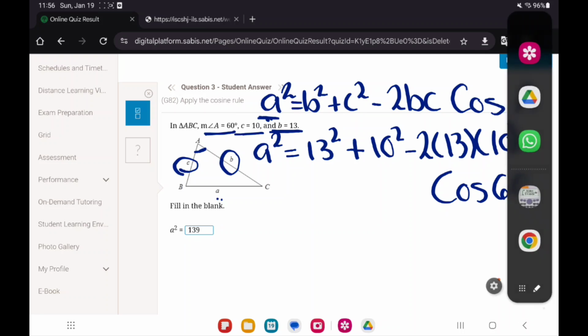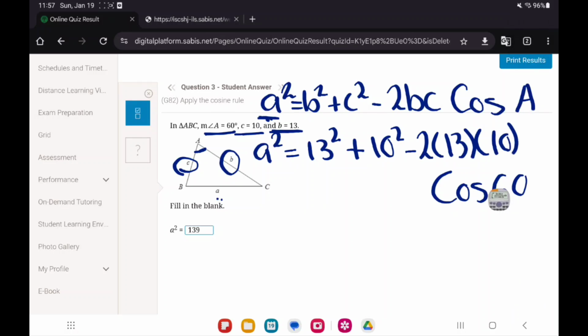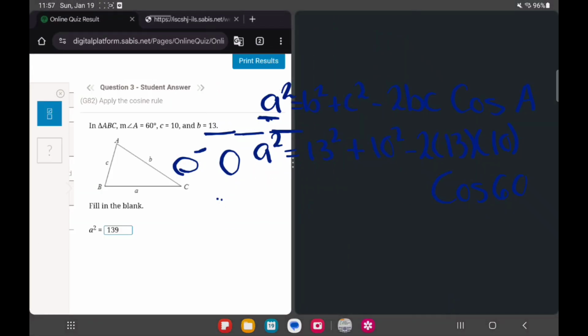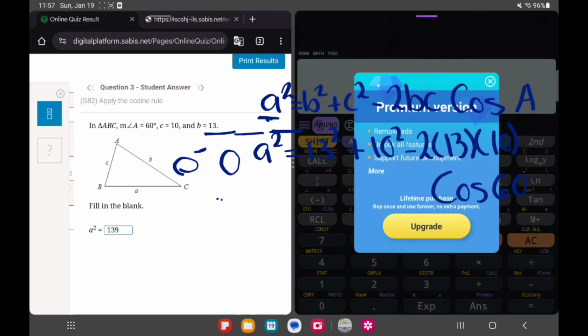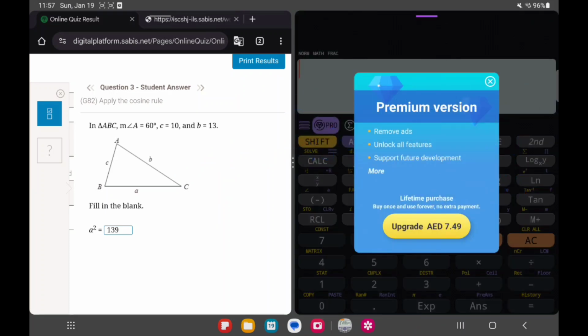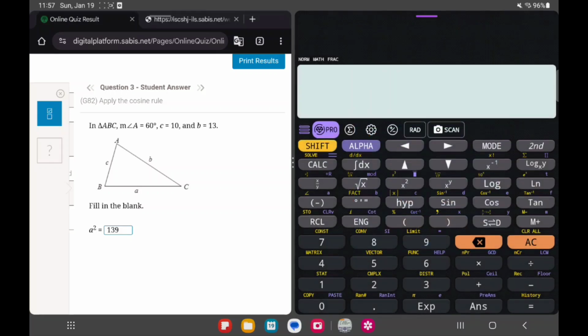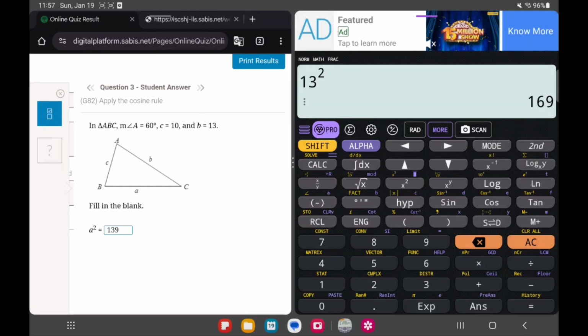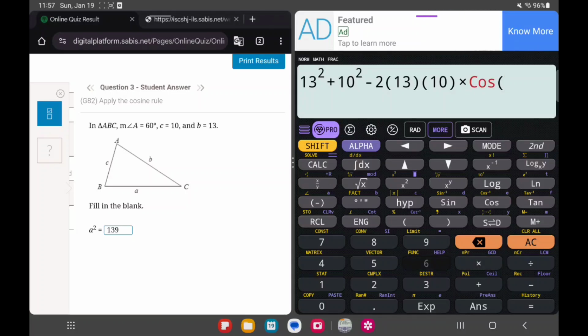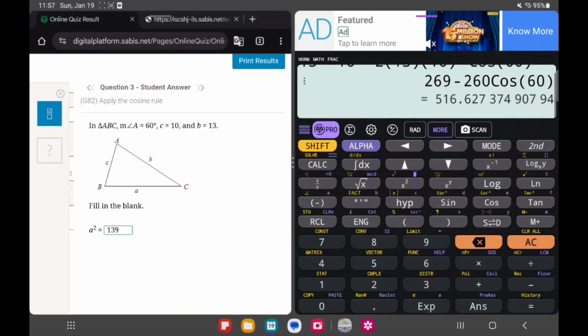Let me get the calculator here so you can all see. Okay, so we had 13 squared plus 10 squared minus 2, 13, 10 times cosine angle 60. Okay, and your answer here is 516.